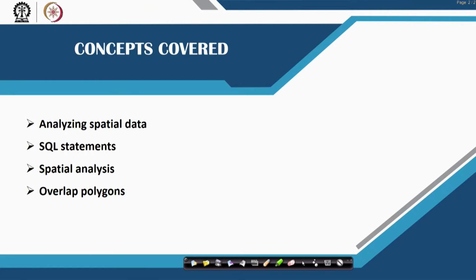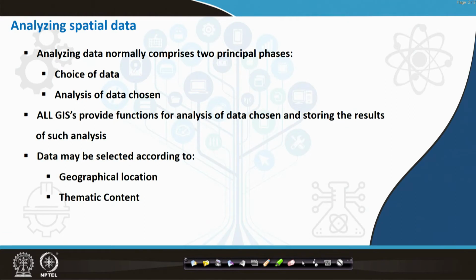So, in this class, as I said, we would look at analyzing spatial data as some part of SQL statements, but I am not going completely into SQL statements. We would look at spatial analysis and some of, for example, polygon versus polygon overlaps, polygon on point overlaps, etc., and different aspects of it.